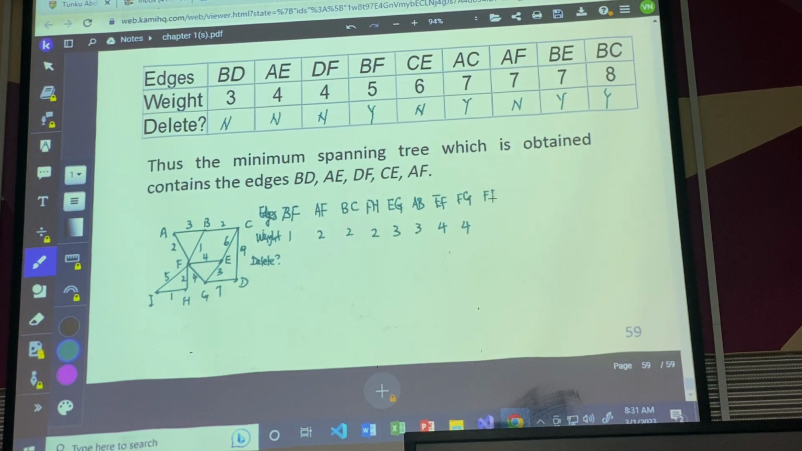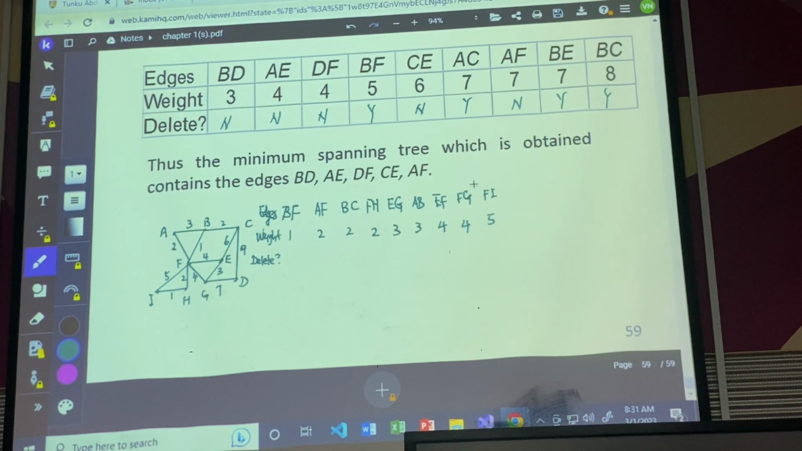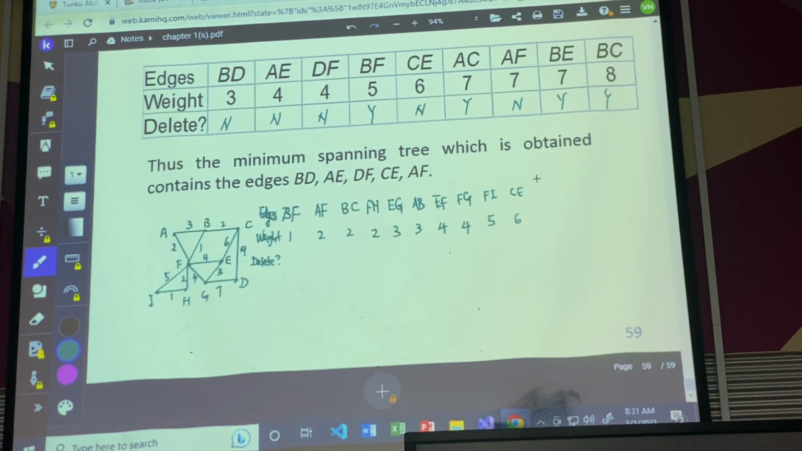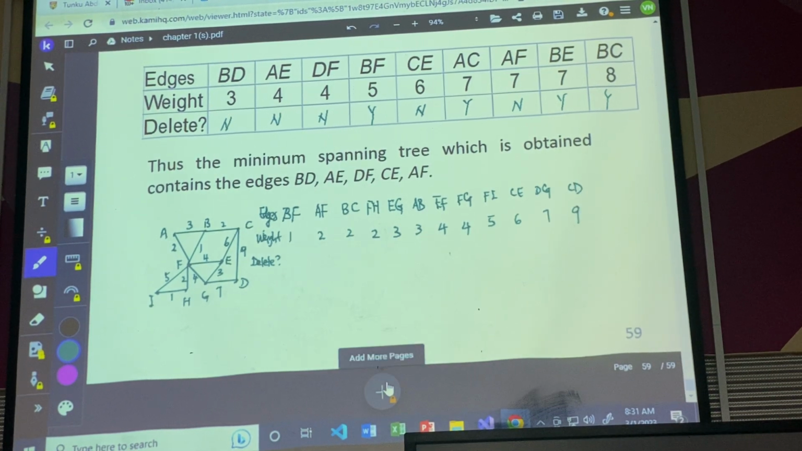FI. Weight 5. 1 only. Weight 6. CE. Weight 7. DG, right? Weight 7. And the last one is CD. Weight 9. Yeah.